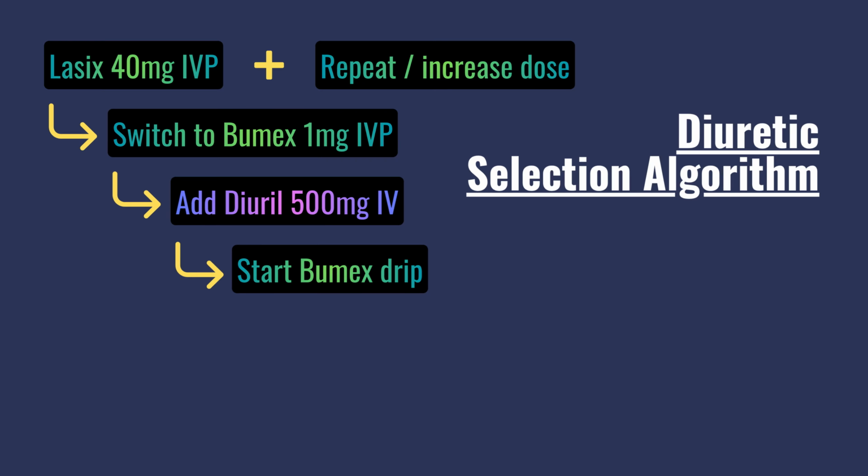At this point, if there is still inadequate urine production, it's time to start a Bumex drip, typically at 1 milligram per hour. Although a Lasix drip would be cheaper, a Bumex drip is associated with less ototoxicity and is often the preferred drip. A Bumex drip with a thiazide diuretic rarely fails. If that does not start making urine, something else is wrong.